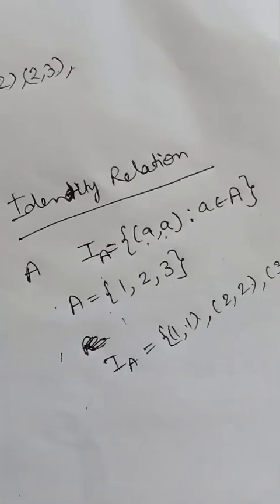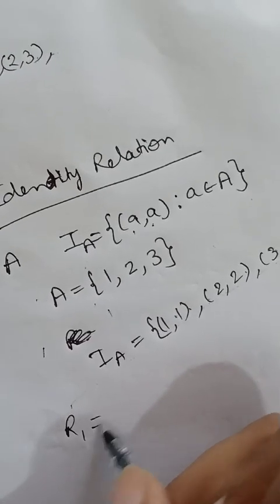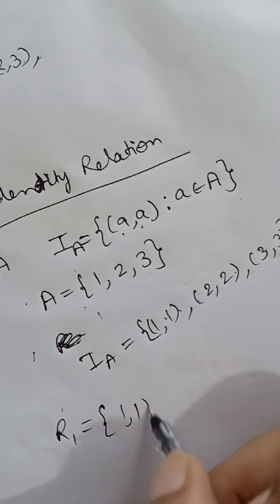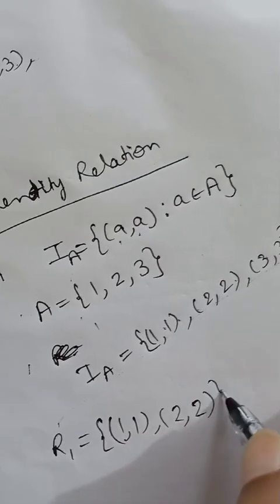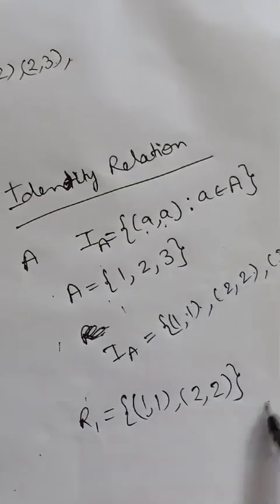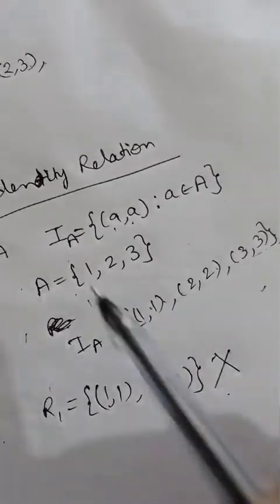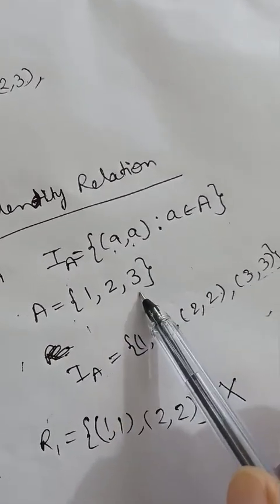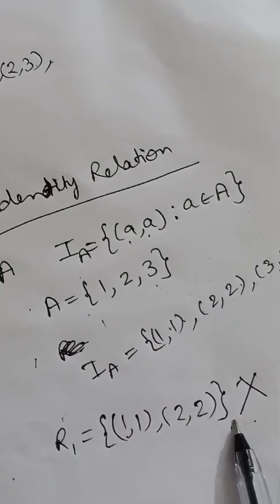Now in some cases, suppose a relation shows (1, 1), (2, 2) only, then this is not an identity relation. Why? Because 3 is also there, and 3 is not related to itself here. This is incomplete. So this is not an identity relation.